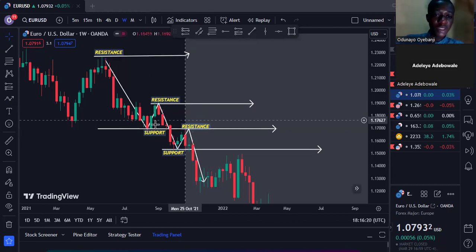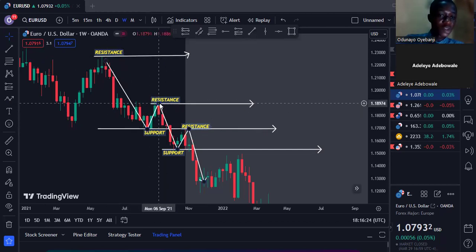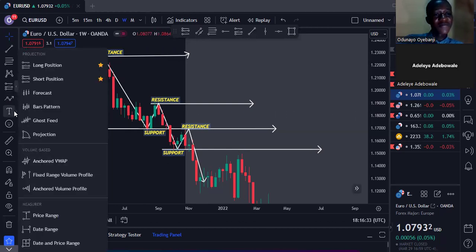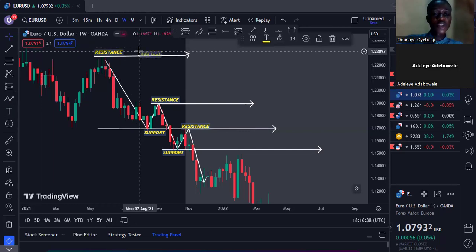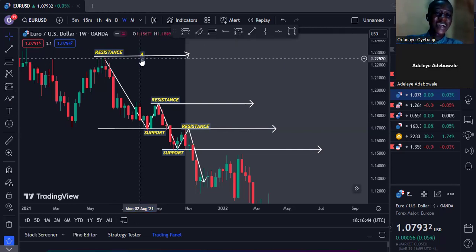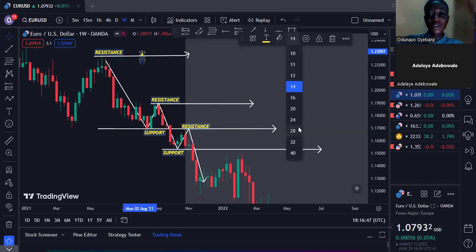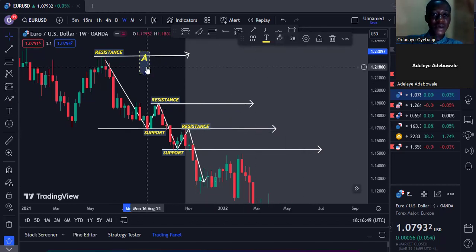So in a downtrend market, what do we have? We have a resistance, we have a support, we have a new resistance, then we have a lower support. Once you see these three properties, let's label it. You might not know some Forex gurus yet, but let's just use some of their terms. We have the ABC movement. This is the A movement.